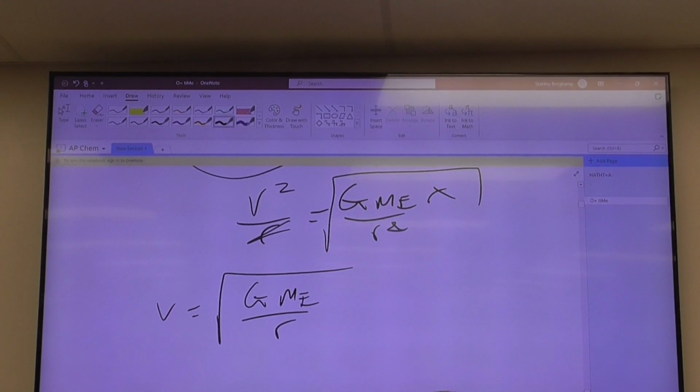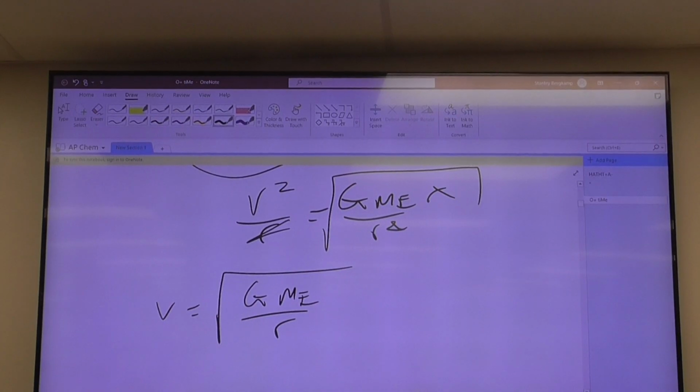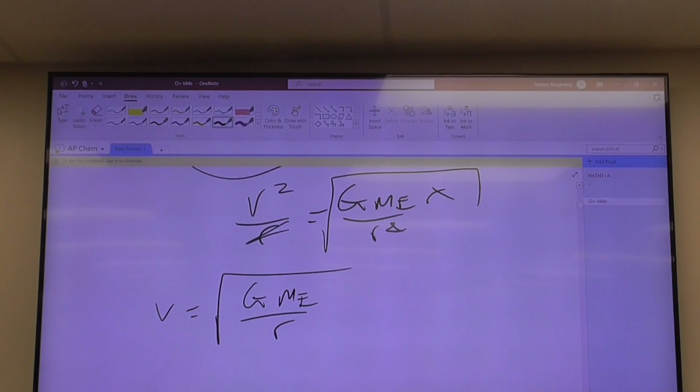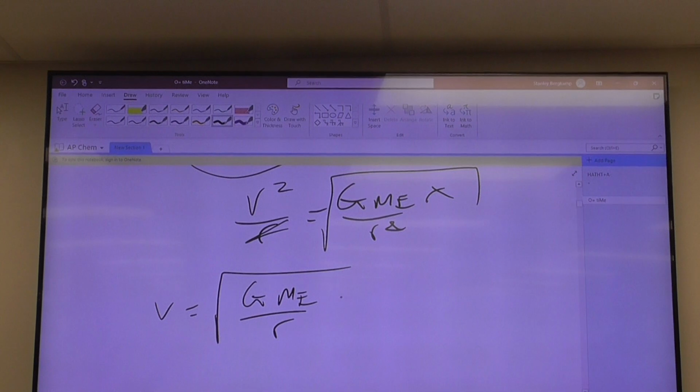Now, I want to do the dimensional analysis to make sure that this is actually a valid equation, because it sounds good: big G times the mass of the Earth over r. But if the units don't work out, then we're just dead in the water right from the get-go. So what are the units for big G? Newton meters squared per kilogram squared. So I've got that up on top.